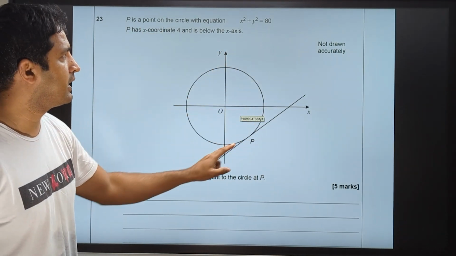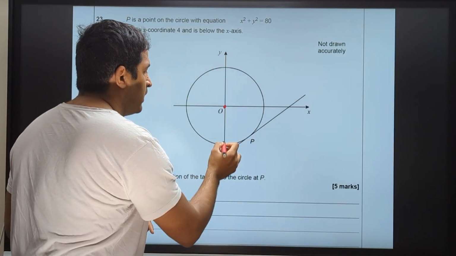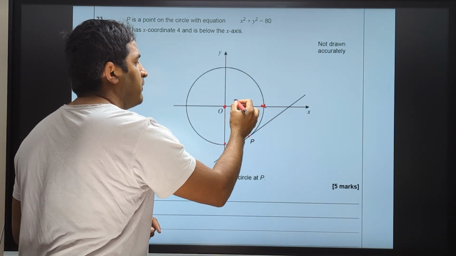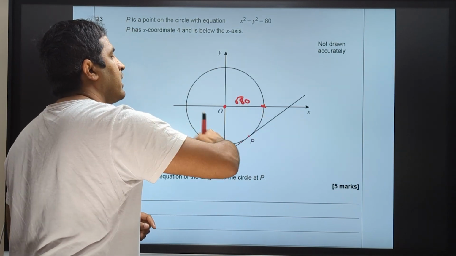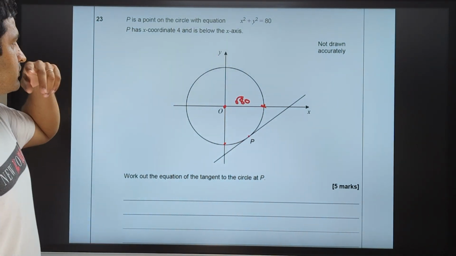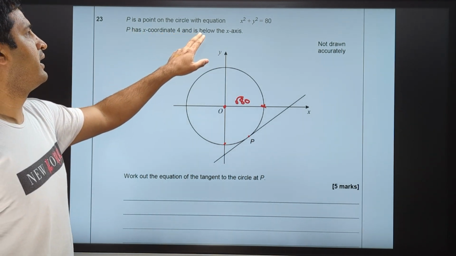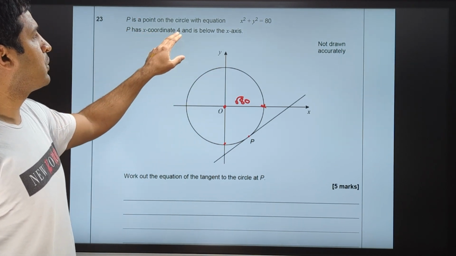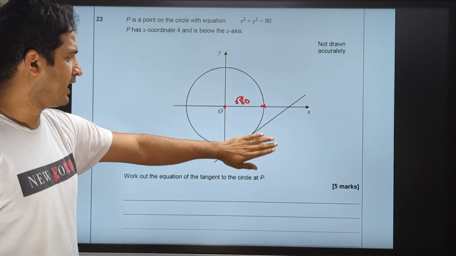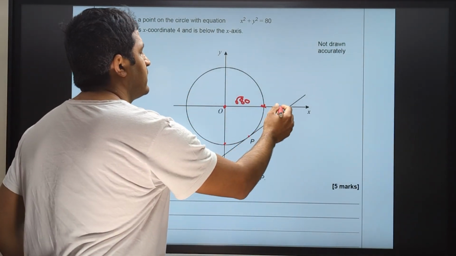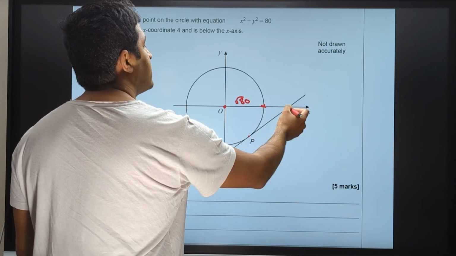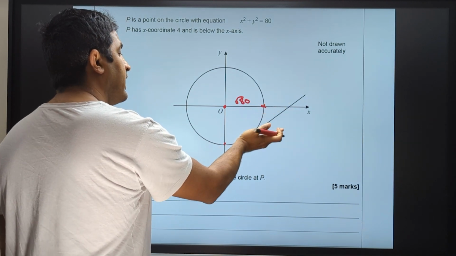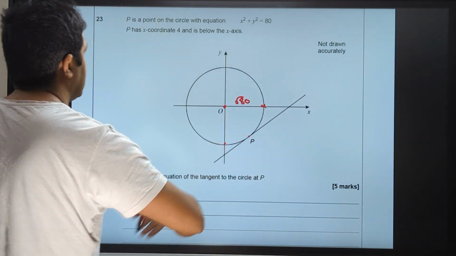Again, the equation of the circle is that. So we know the length from 0 to that part, 0 to this part, 0 to that part. All of those are the square root of 80. That's your radius. So anywhere around that is the square root of 80. P has x coordinate 4, that's below the x-axis. So we already know that's going to be the case if it's outside. Okay, so that's going to be way bigger than 4 here. So we know that point there is going to be 4, that line P.